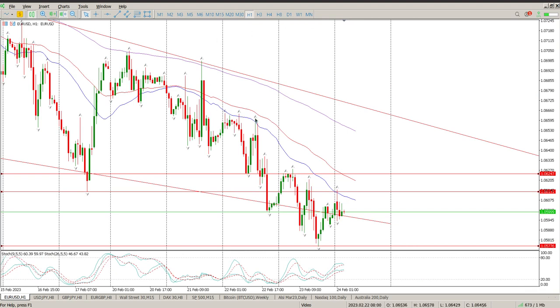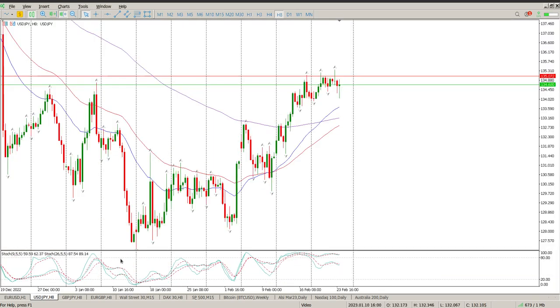But the trend is down. You should be looking for shorts. So if you are getting back into one of these levels up here, 106.131 or 106.247, it's probably worthwhile just switching to the 15-minute and looking for a short setup.